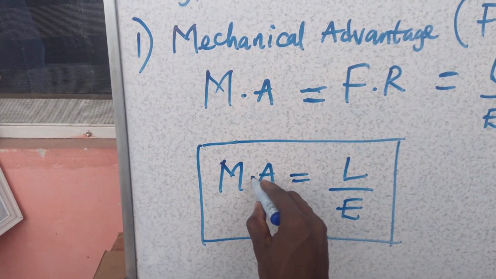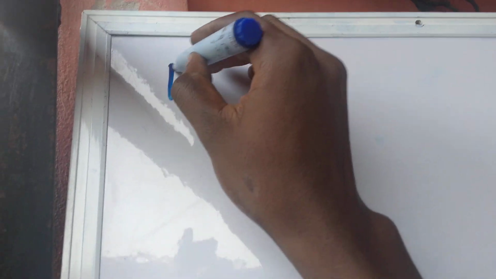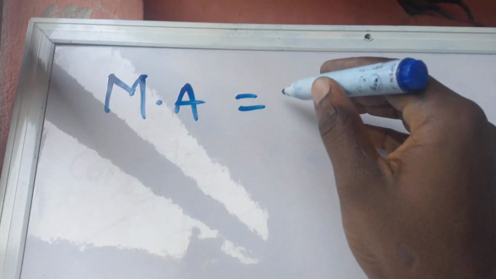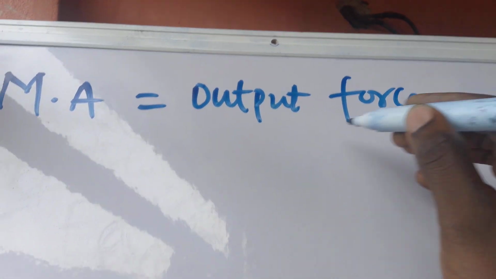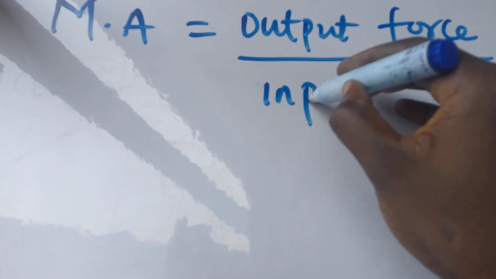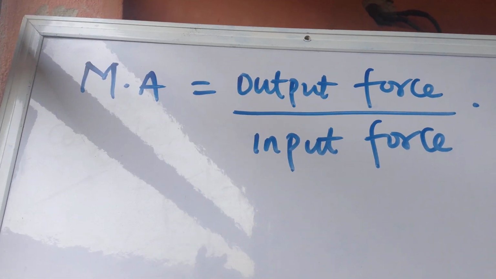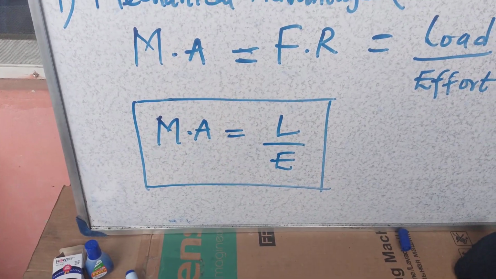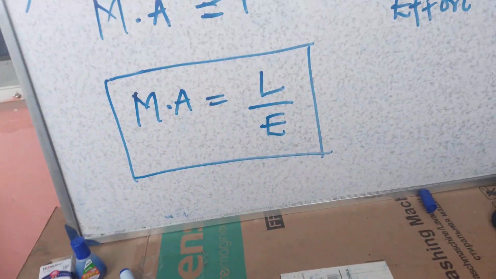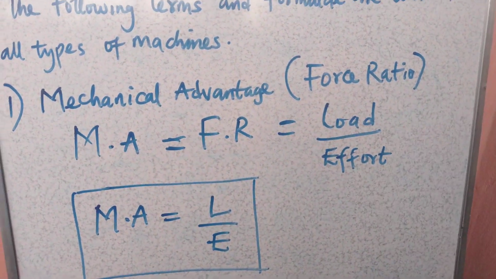The mechanical advantage of a machine is its load divided by what? Effort. So take note of this. Mechanical advantage is also known as the output force over the input force, but its basic formula is load over effort. That is the basic formula of mechanical advantage: the load divided by the effort. Take note, it's also known as force ratio.